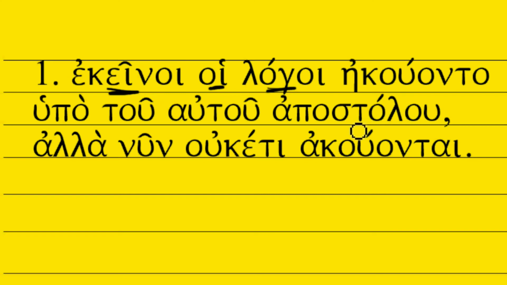"Were being heard," I recognize as the imperfect passive, third person plural, so it's going to be ekuonto. Notice that when I augment an alpha, it becomes an eta. So those words were being heard, hupo, by, and then the same. You recall that we're going to have the attributive position here: tu autu, the same, apostolu, apostle.